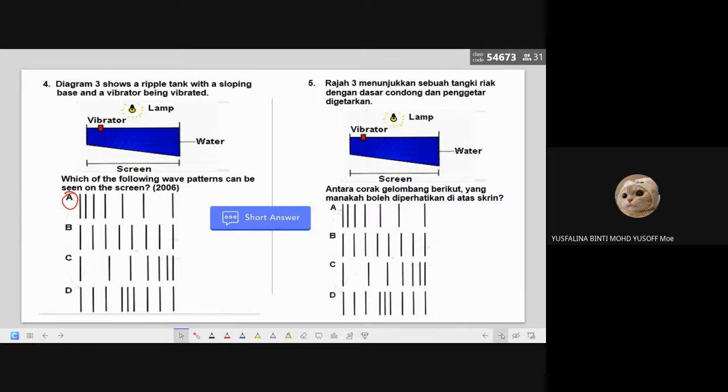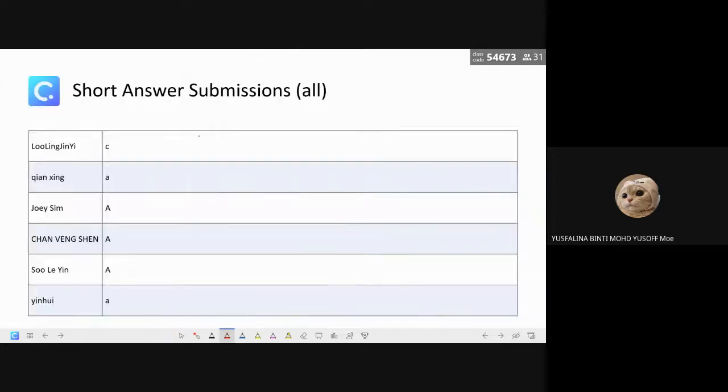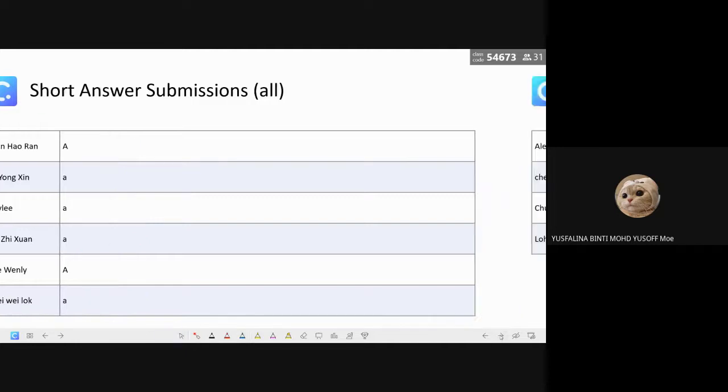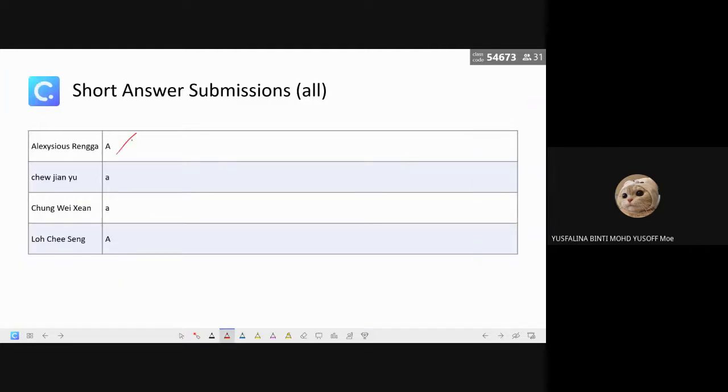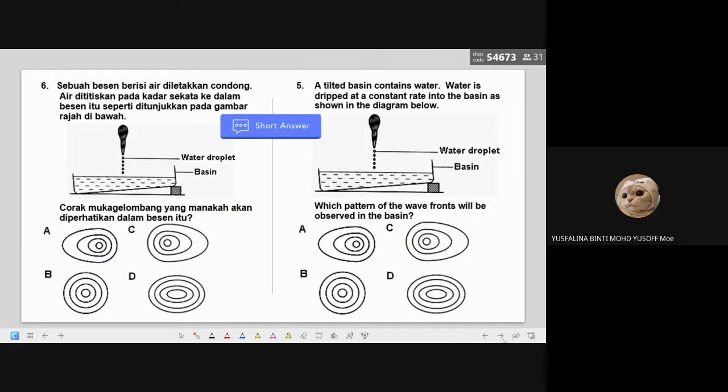Okay, so let's see your answer. Deep area, higher wavelength. Shallow area, the wavelength will be much closer. Okay. Very good, Alexis. Okay, so the next one.